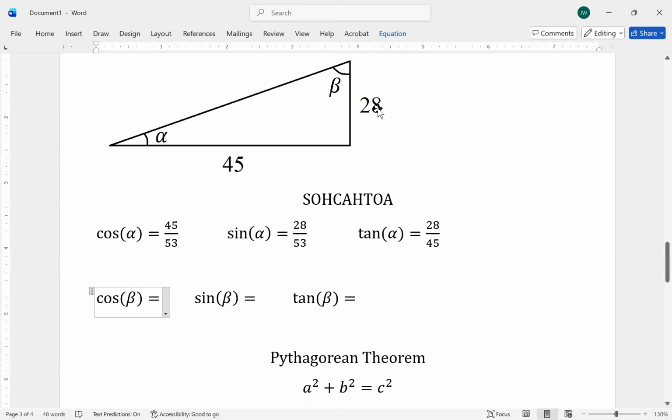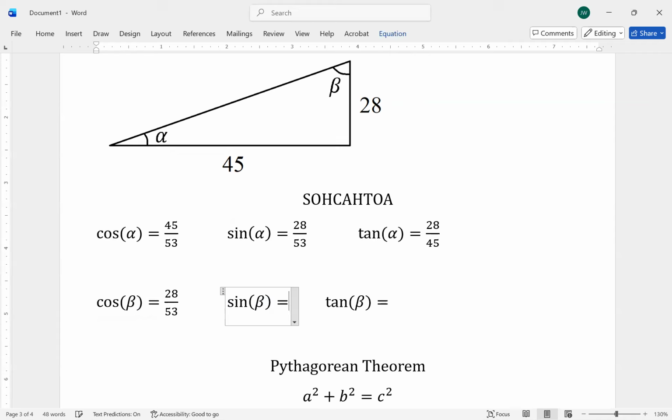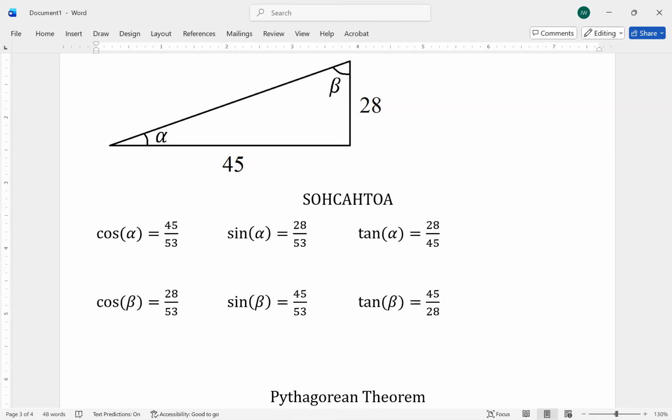Let's do the same thing for beta. Cosine of beta is going to be adjacent over hypotenuse. That's 28 over 53. Sine of beta is going to be the opposite over the hypotenuse. That's 45 over 53. And then tangent of beta is 45 over 28. Once again, you see how complementary angles and the angle itself are related. Cosine of alpha is the same as sine of beta. Cosine of beta is the same as sine of alpha. Tangent of alpha and tangent of beta are reciprocals.